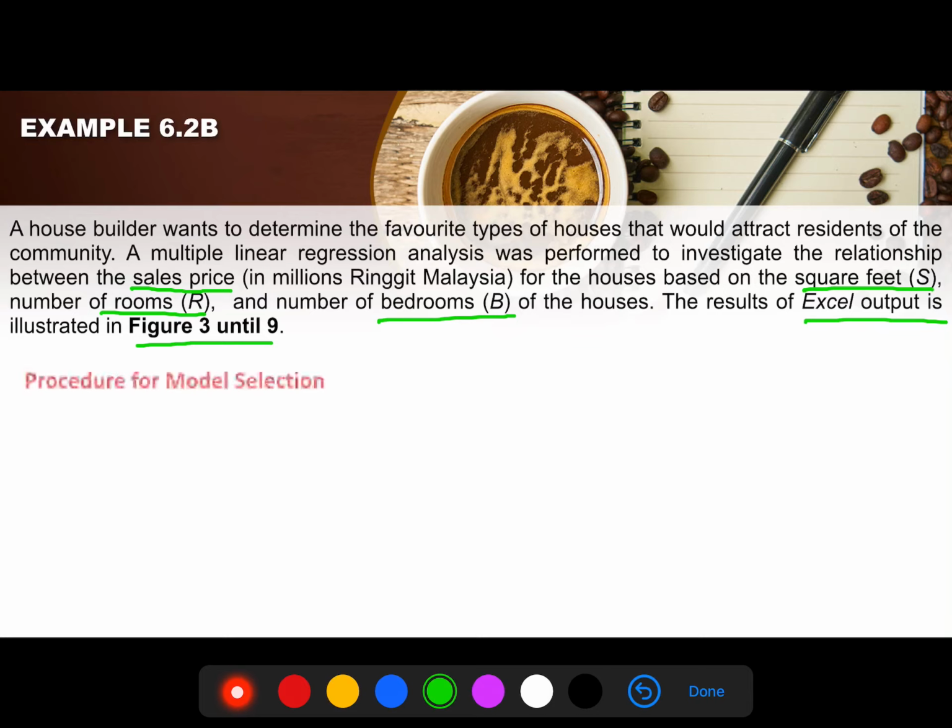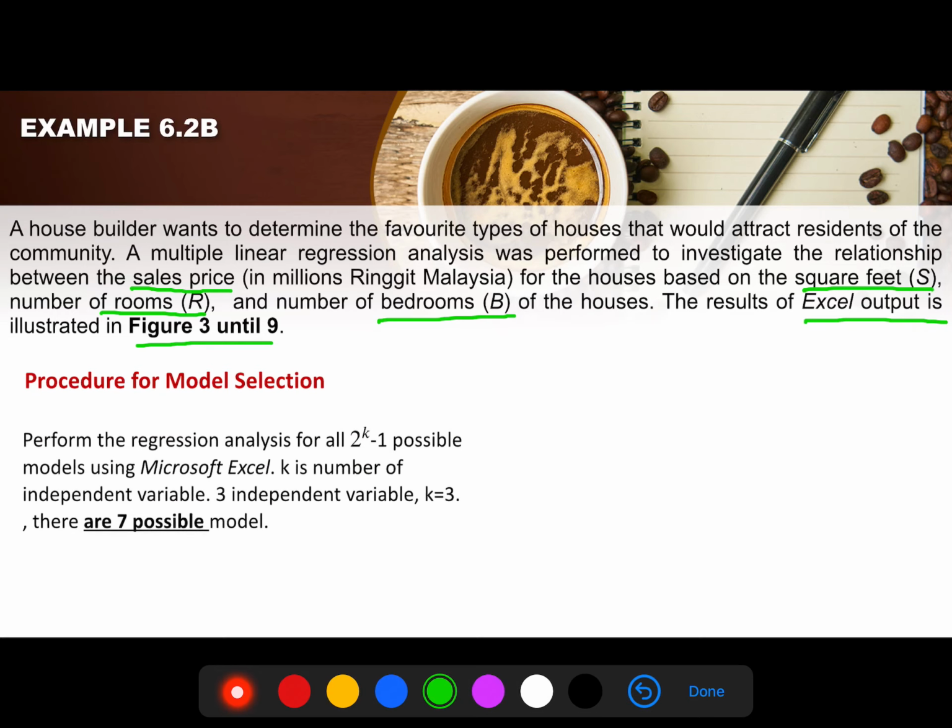So from here, the procedure for model selection. Number 1 is to calculate the possible models. How do we calculate the possible models? We have square feet, room and bedroom. So we have 3 x, so k is equal to 3. So 2 to the power of k minus 1.